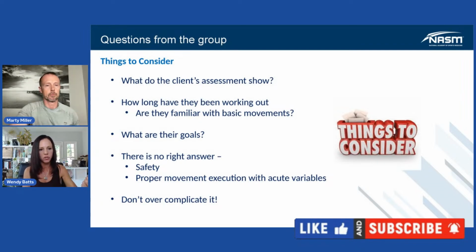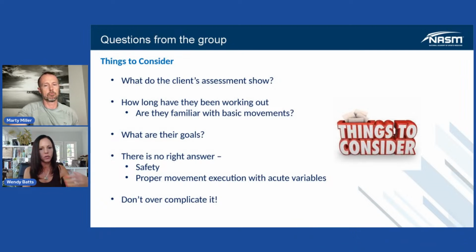Safety is always first, along with the 5 kinetic chain checkpoints. And then can they execute the acute variables? Remember the things that you're changing, reps, sets, weight, or rest, those are the variables. Just make sure that whatever you give them, they can execute. If not, regress it. If it's easy, progress it next time. You don't have to overcomplicate it.